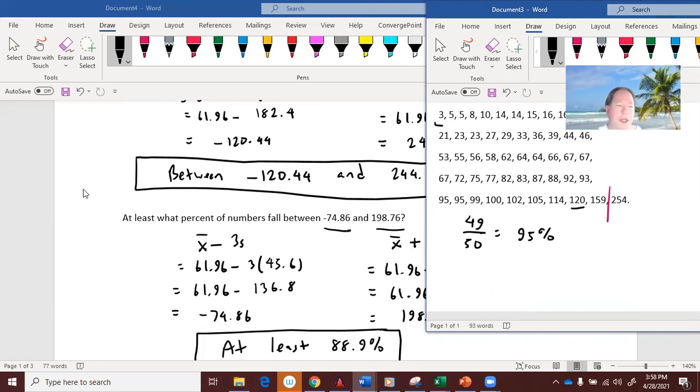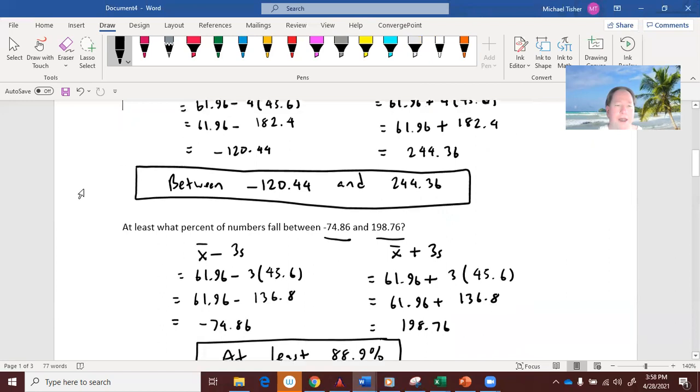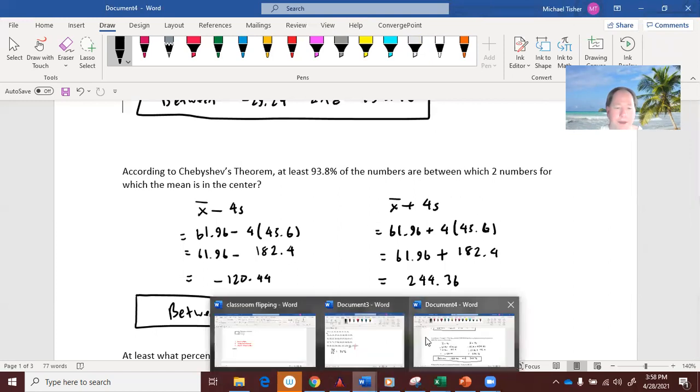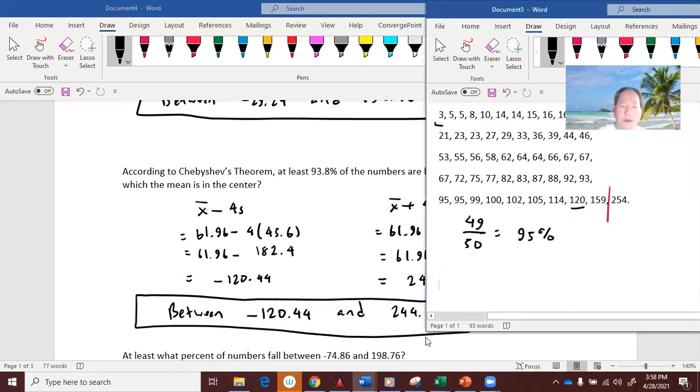Now let's go to the final case, which was the fact that at least 93.8% fall between negative 120.44 and 244.36. And looks like we're still stuck with just the 49 numbers because 254 falls outside of that range. So is 95% at least 93.8%? Yes, it sure is. And so all of this verifies Chebyshev's theorem beautifully. And that's how to apply Chebyshev's theorem.